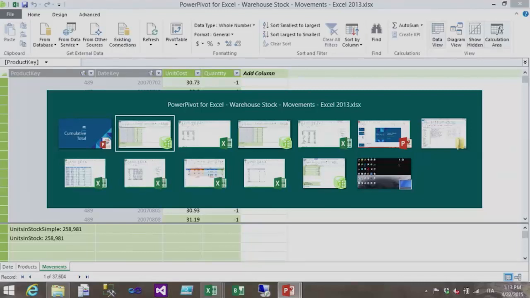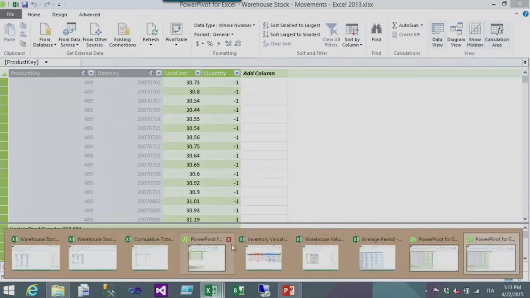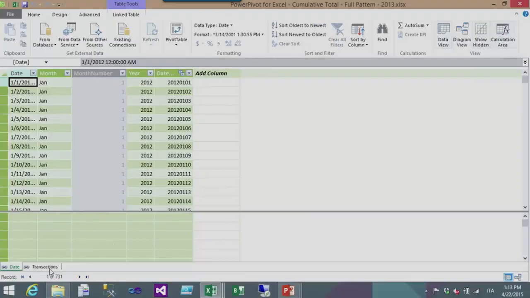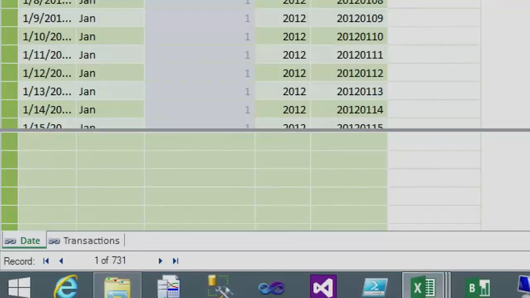So we can go to this one, and we can examine this situation. In this case, we have a model that is very simple. We have the date and the transactions. We don't need the product table in this case, just to show the formula.